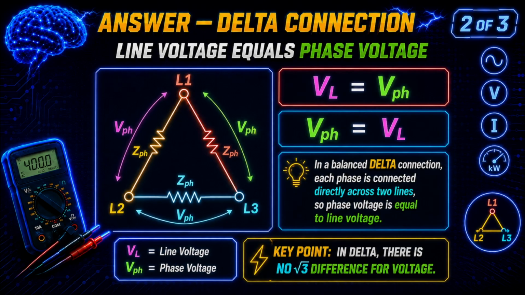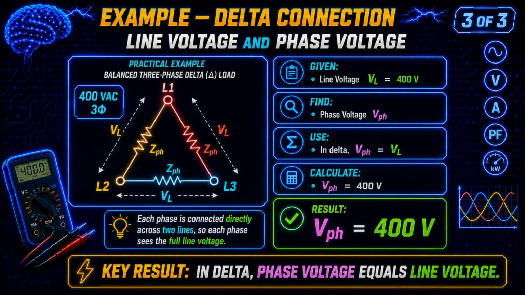The reason is simple. In delta, each phase is connected directly across two lines. So the key point to remember is, in delta connection, there is no root 3 difference for voltage. Now let's use a practical example. Here we have a balanced three-phase delta system with a line voltage of 400 volts. We want to find the phase voltage.